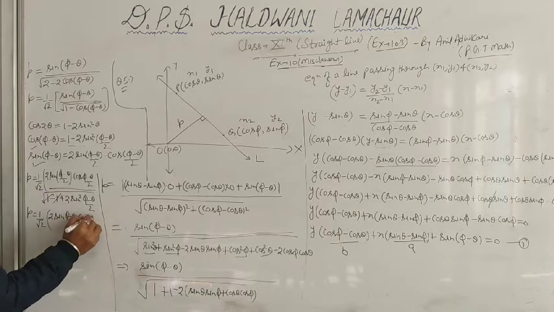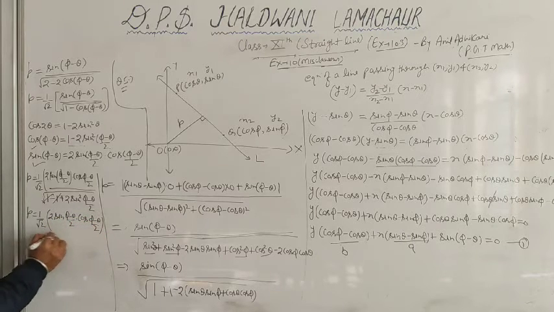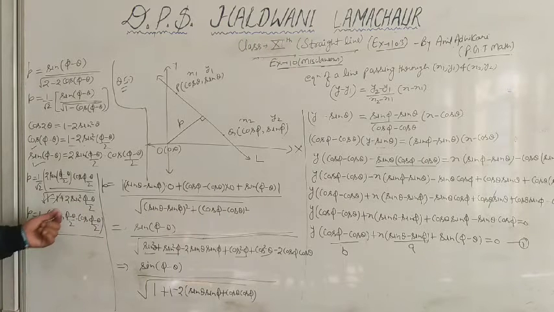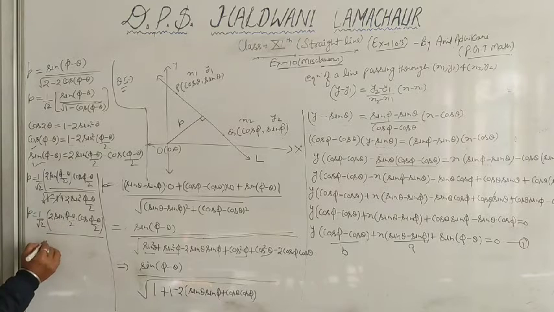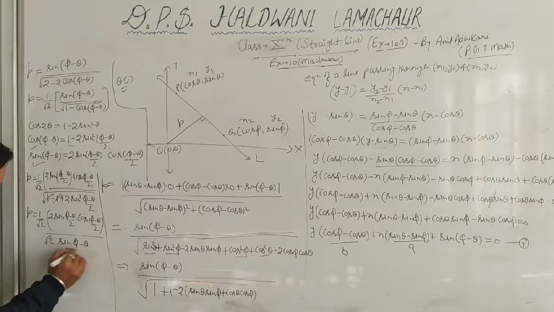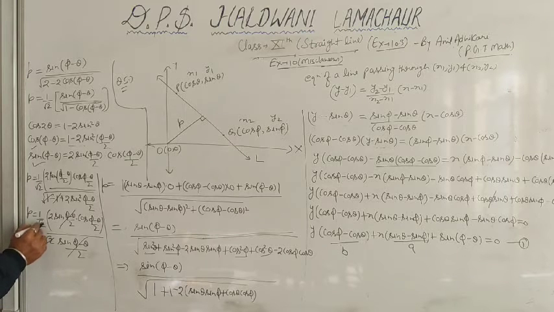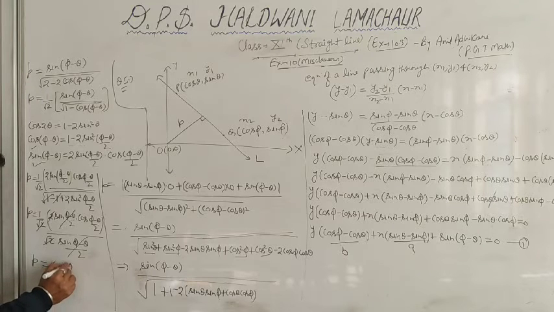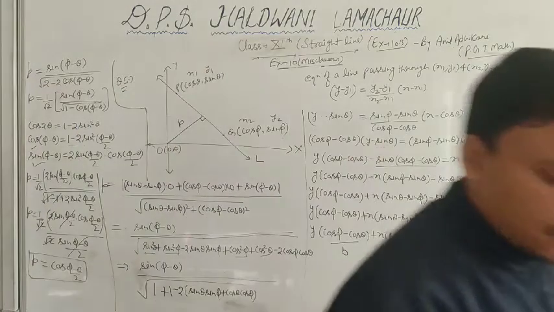into cos phi minus theta upon 2 divided by, when we take it common from the square root, root 2 times sin phi minus theta upon 2. Okay, so this will be cancelled out and this will be cancelled out, and root 2 into root 2 will be 2, so this will again cancel out. So the value of p is equal to cos phi minus theta upon 2. This will be the perpendicular distance from origin to this straight line. Okay, pause the video and take the screenshot.